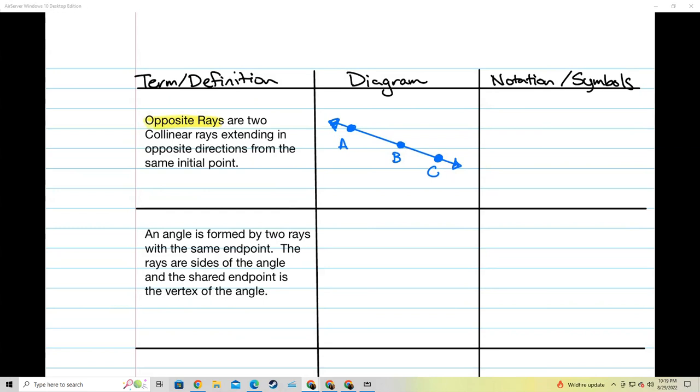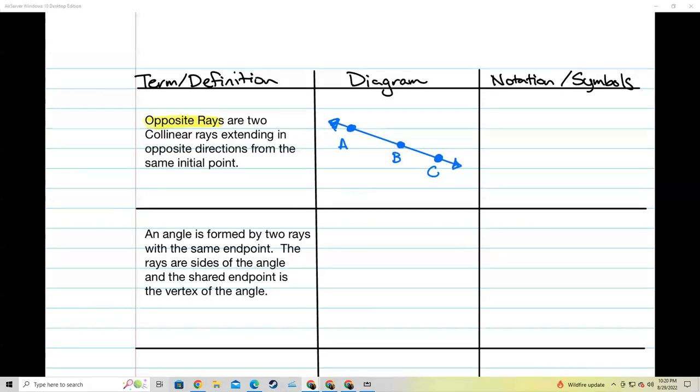Now, if you're looking at what I'm looking at, I would say it's starting at point B. And from point B, one of the rays starts at B and goes up and to the left. There's one of the rays. And the other ray also starts at point B, but it goes down to the right. These two rays are considered opposite rays. They're considered opposite rays because they both start at the same point. They have the same initial point.